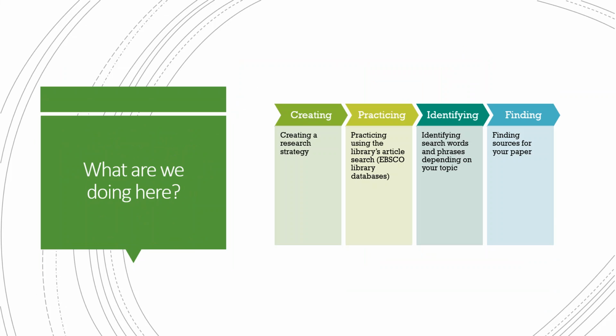So what are we doing here today? Well, in order to find these scholarly resources in our databases, the first thing we need to do is create a research strategy. And then we're going to practice using the library's article search, which is searching in our EBSCO library databases. And then we're going to identify the search words or phrases that will be most effective depending on what your topic is in those databases.